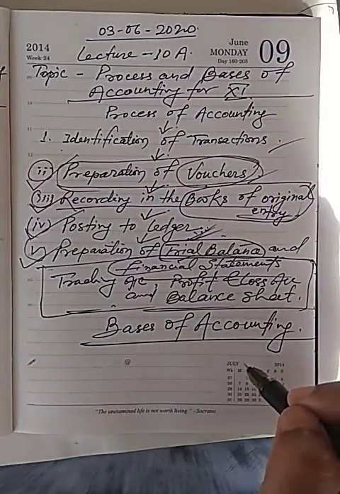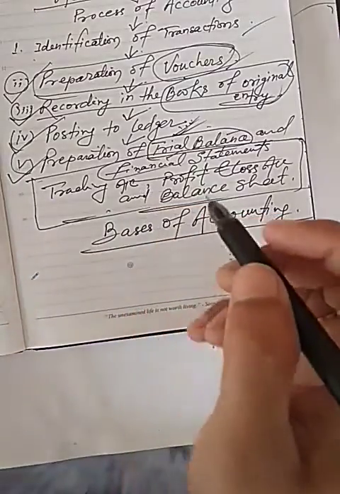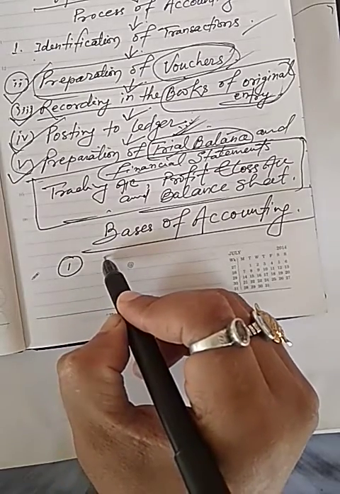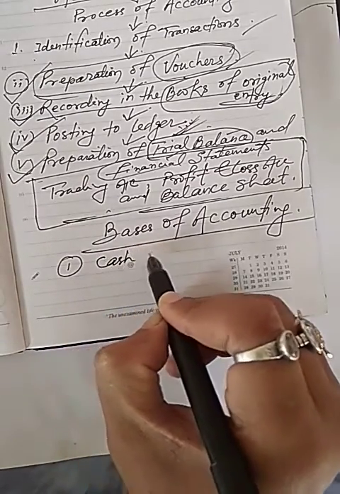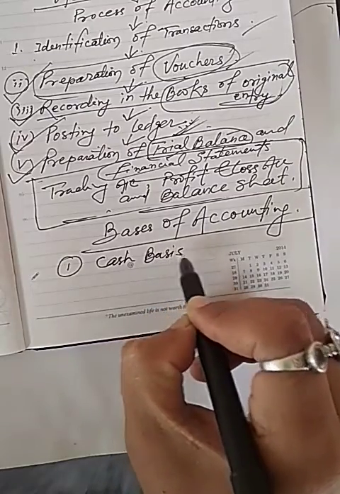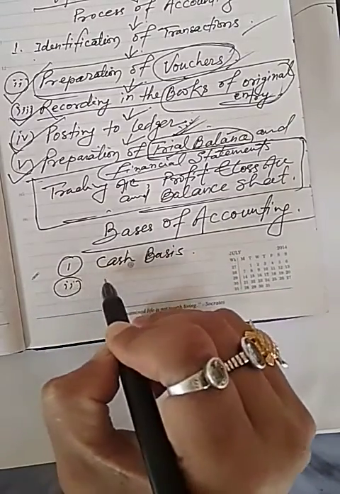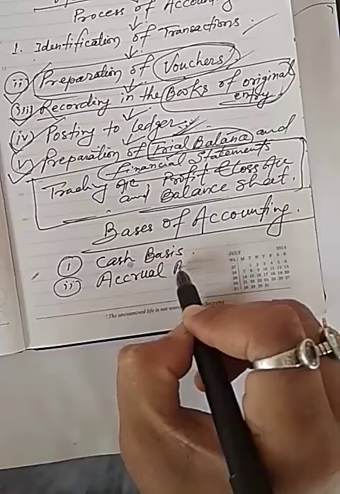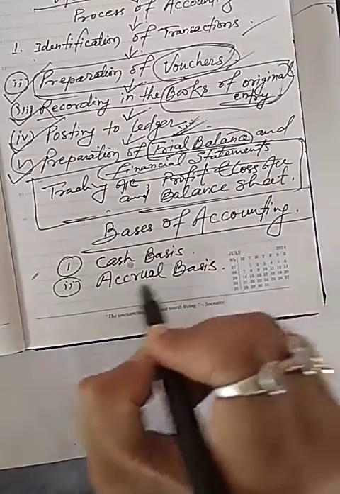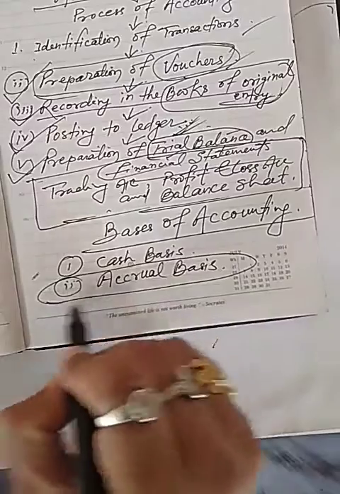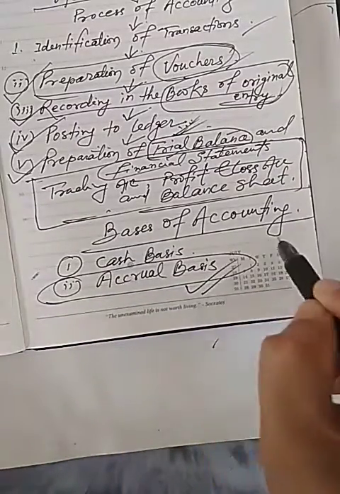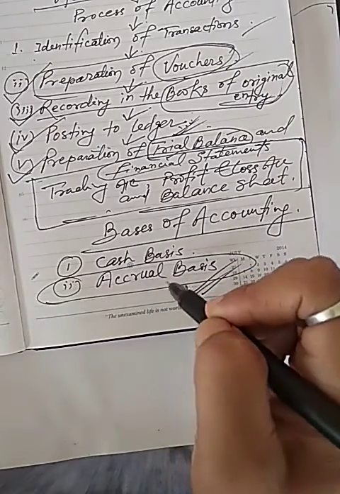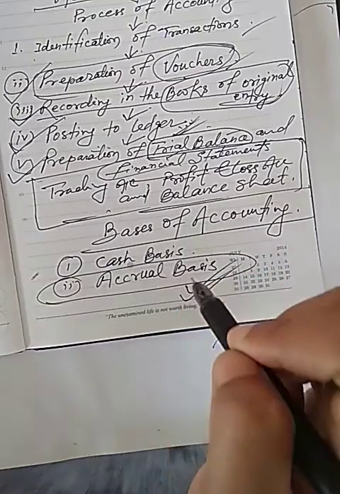Basis of accounting. There are two bases of accounting. First is cash basis and second is accrual basis. I have also explained in my previous video about the accrual concept. Same, it will be accrual basis and cash basis. There are two bases of accounting.